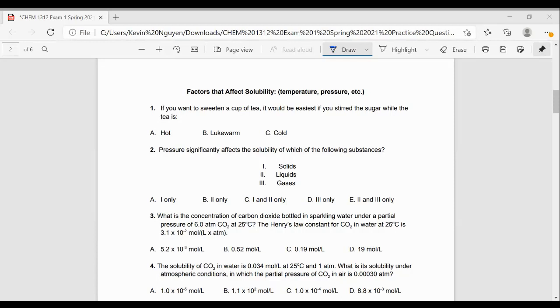Since we're looking for concentration, we're going to need the Henry's law constant, and we're going to need the pressure. We're given both of those, so it looks like we're good to go. We have K, which is 3.1 times 10 to the negative 2, and we also have pressure, which is 6 atmospheres.